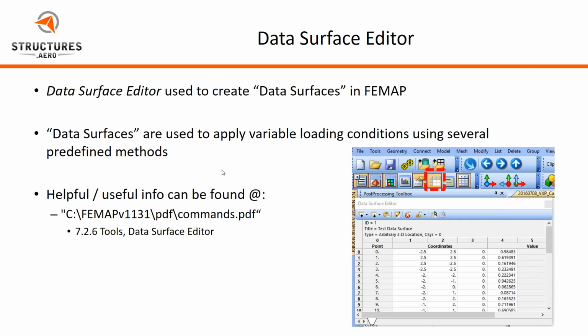So now let's jump into it. So first things first, there's data services, and then there's the data surface editor. Data services are used to apply various loading conditions, and there's a few predefined methods that you can use to apply these. And the editor is used to create, edit and manage these data surfaces. A lot of helpful information can be found in the commands PDF. That's found in the root install directory of Femap. Under PDF, you can find the commands file. That has a lot of really useful and helpful information about the data surface directly in section 726, Tools, Data Surface Editor.